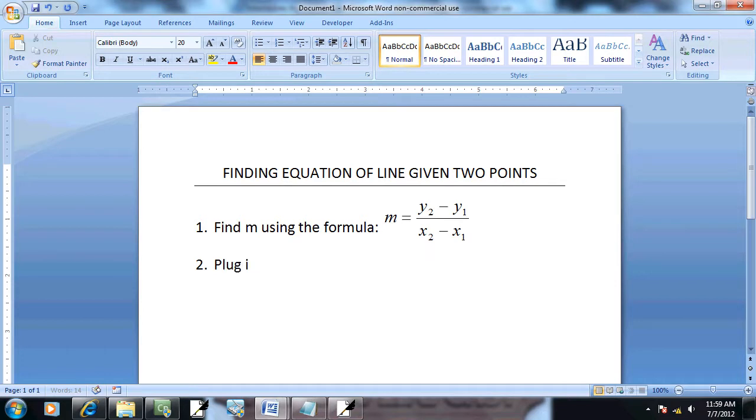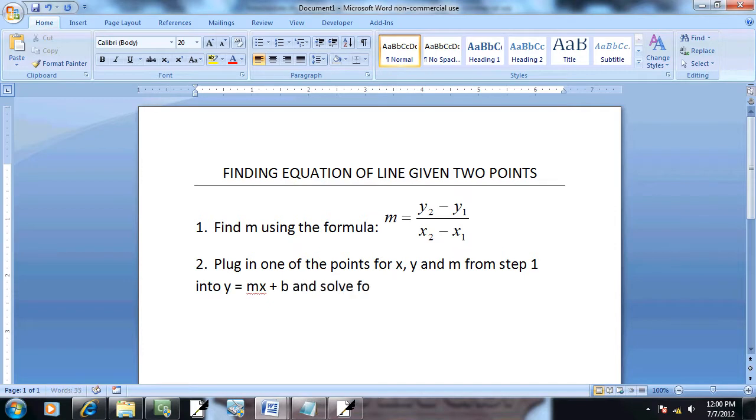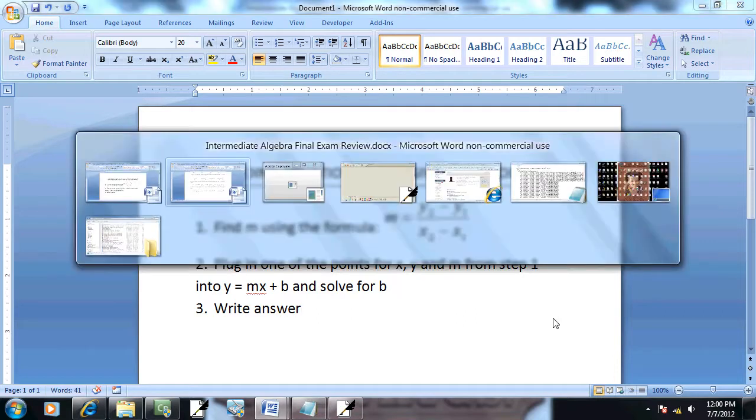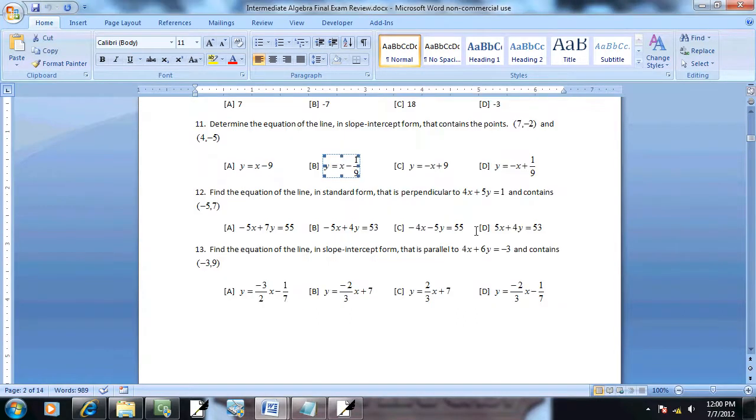Step 2, plug in one of the points for x and y, and m from step 1, into y equals mx plus b and solve for b. Then step 3, write your answer. So let's use that to solve this problem.